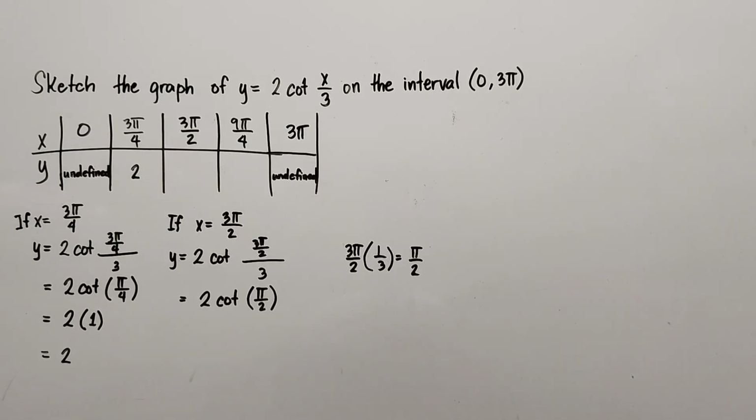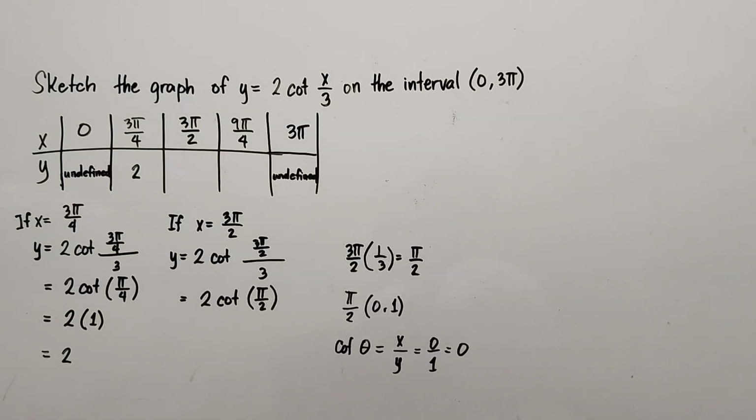For the second value of x, which is 3 pi over 2, substitute. So we have y equals 2 cot of 3 pi over 2 divided by 3. Simplifying this fraction, 3 pi over 2 times the reciprocal 1/3. So that is pi over 2. That becomes 2 cot pi over 2. We will get now the coordinates of pi over 2. The coordinate of pi over 2 is 0, 1.